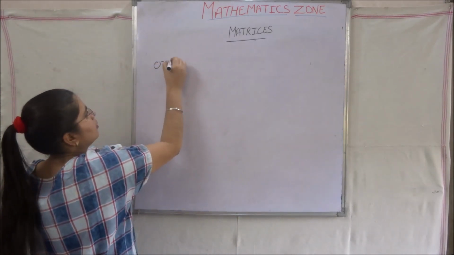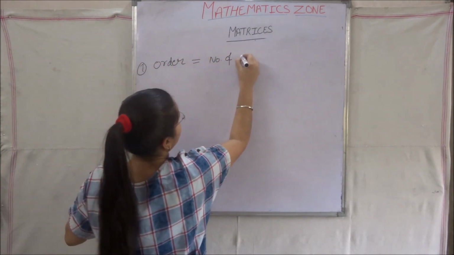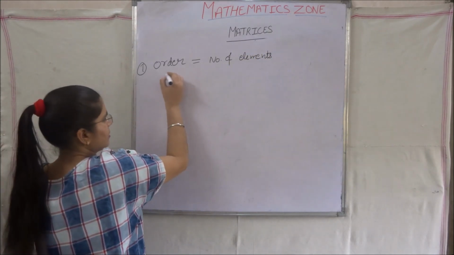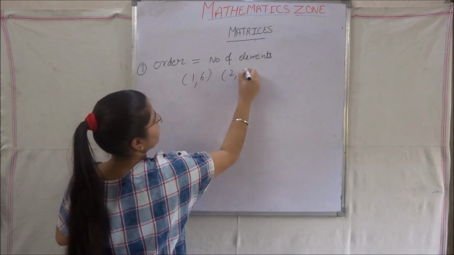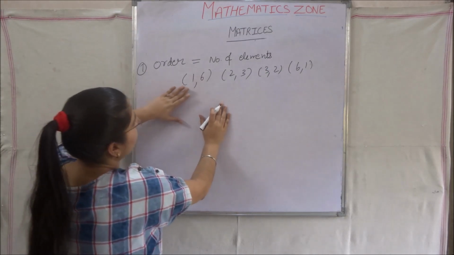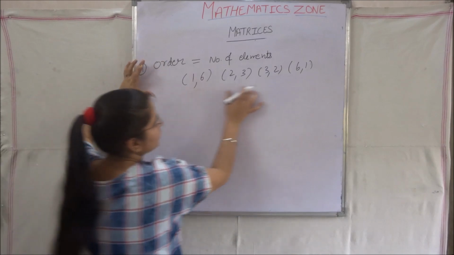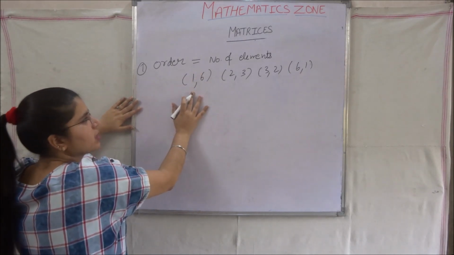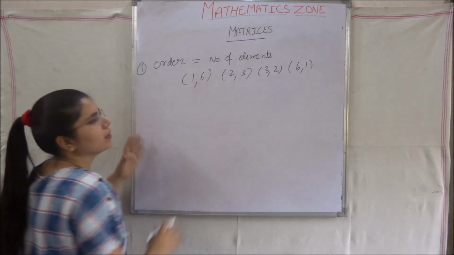Now one more thing, the order is related to the number of elements. Let us suppose our number of elements is 6. So 6 can be written like 1 and 6, 2 and 3, 3 and 2, and 6 and 1. So 1 into 6 is 6. So these are the forms of orders which can be written like this. If we have a number of elements 6 and we want to find their order, then these are the respective orders for n number of elements.